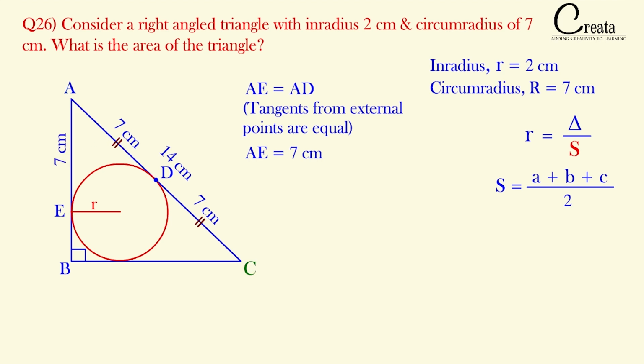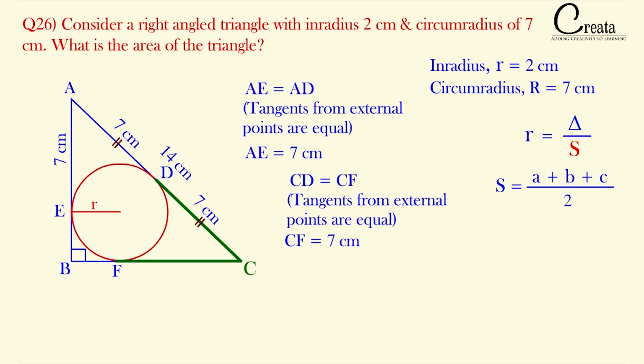Similarly, if we take C as an external point and these two line segments as tangents to the circle, let's denote this point as point F. So can we say CD is equal to CF? C is the external point and these two line segments are tangents, which are equal to each other. And we know CD is 7 centimeter. So we got CF as also equal to 7 centimeter.